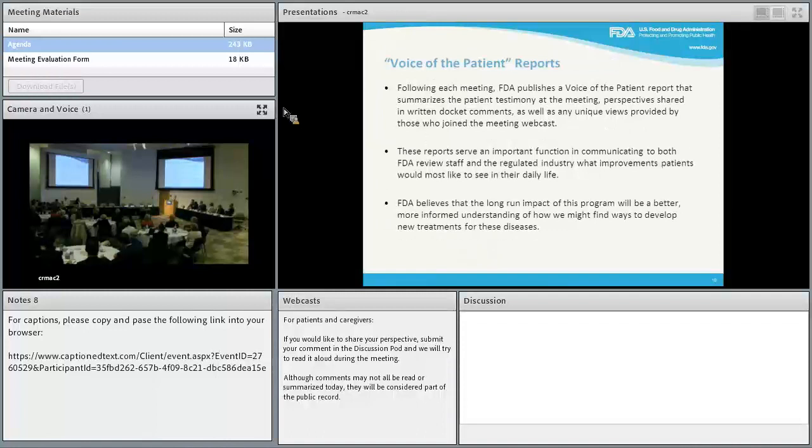After we do these meetings, we leave a docket open to receive more comments. People who are not able to be here, or even those of you who are here, may think of other things you want to tell us or share with us.